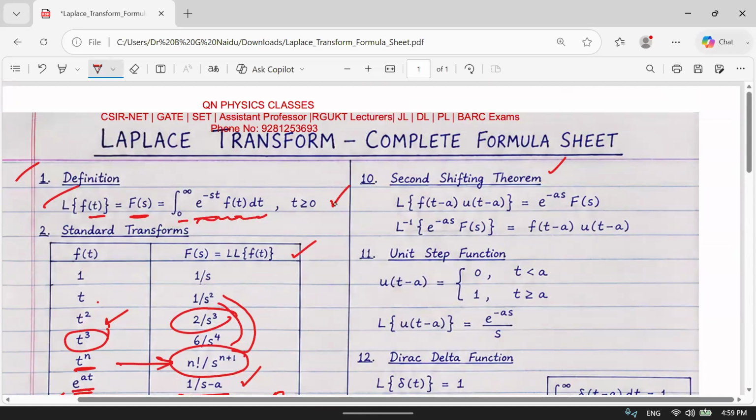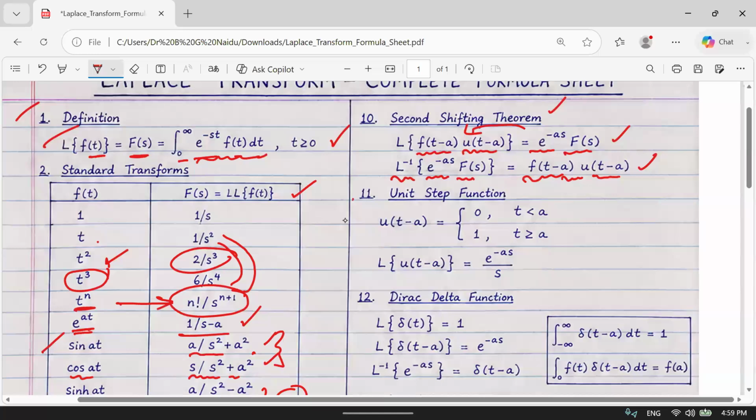The second shifting theorem is that the Laplace transform of f(t minus a) u(t minus a) equals e to the power minus as times F(s). Similarly, the inverse Laplace transformation of e to the power minus as F(s) gives f(t minus a) u(t minus a). Okay, there is a unit step function.